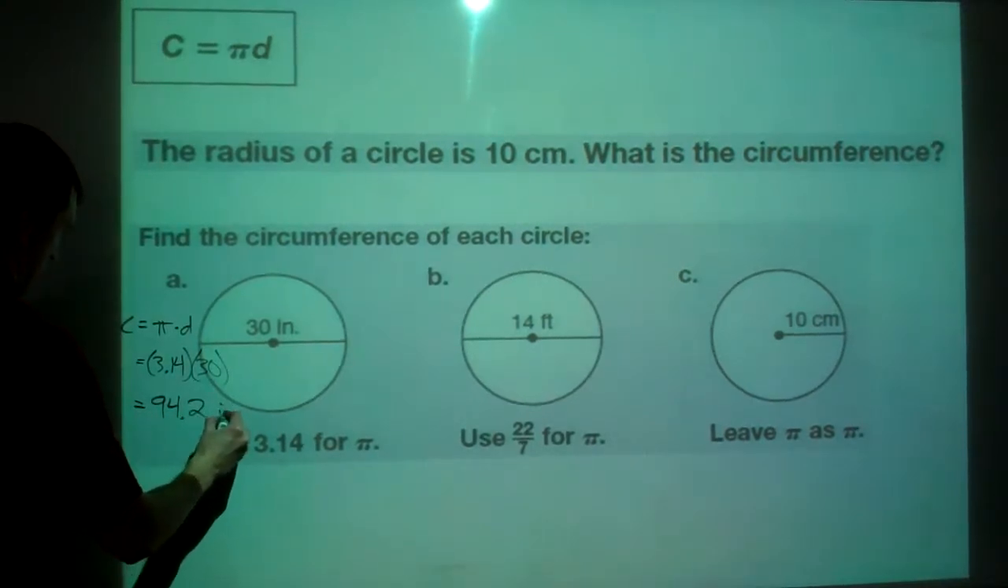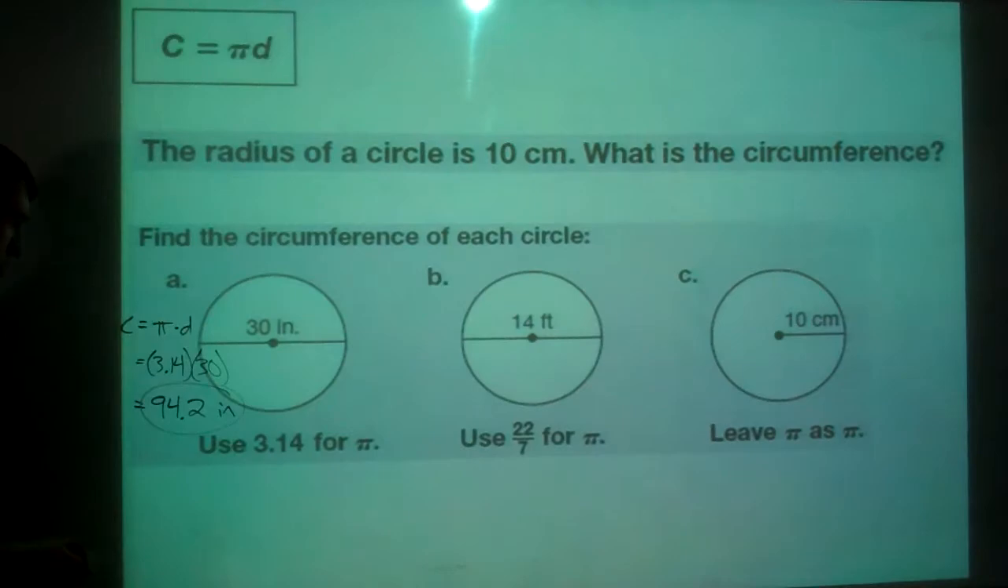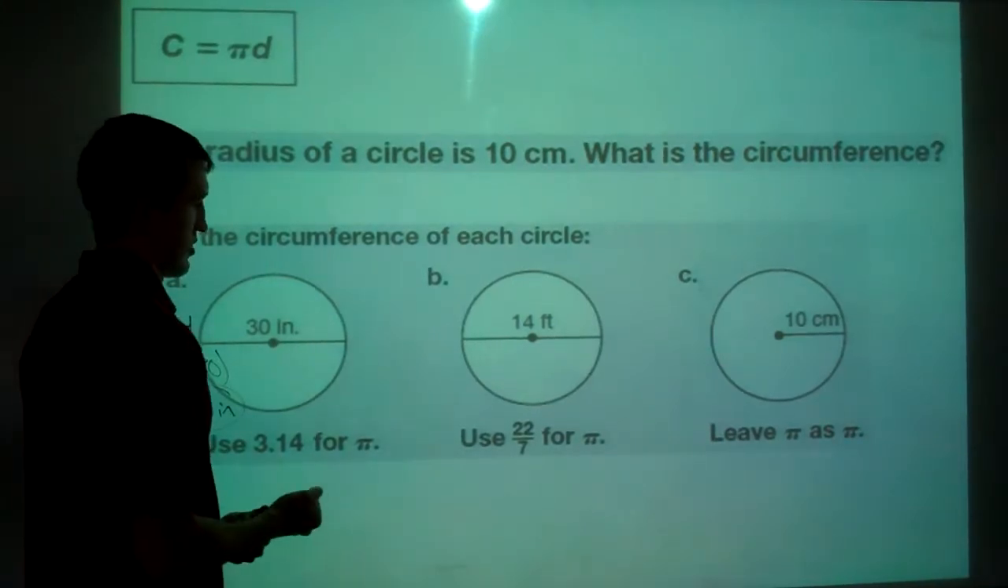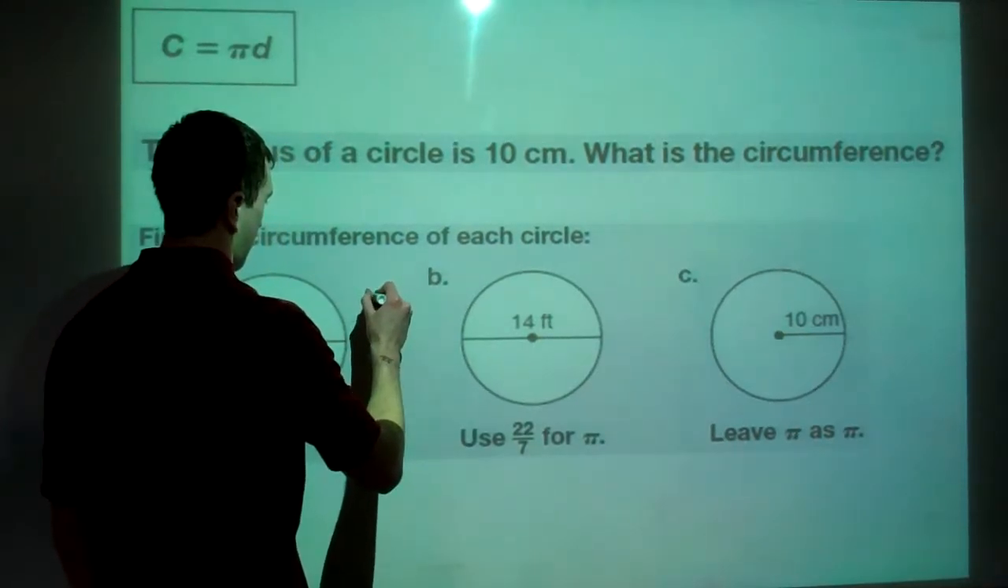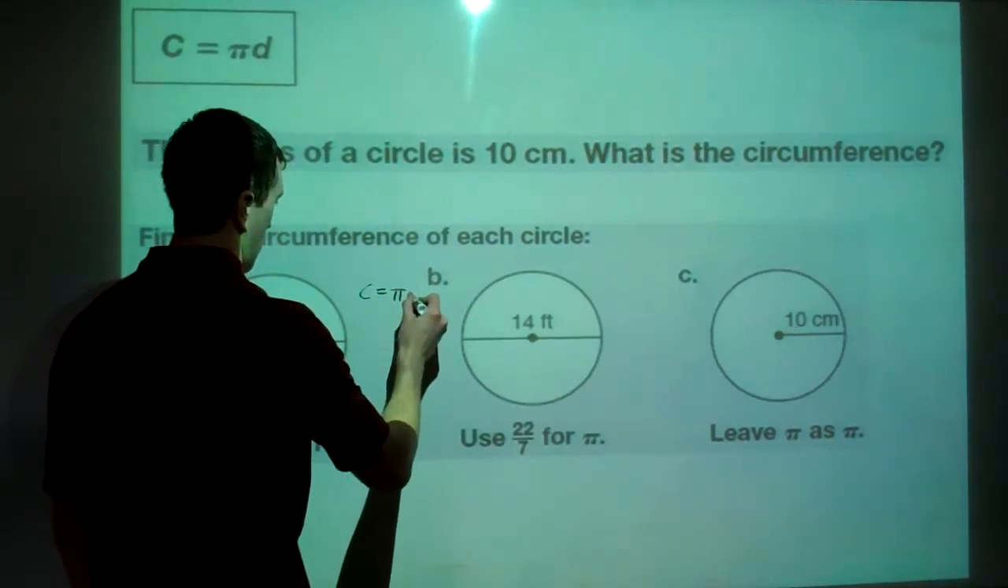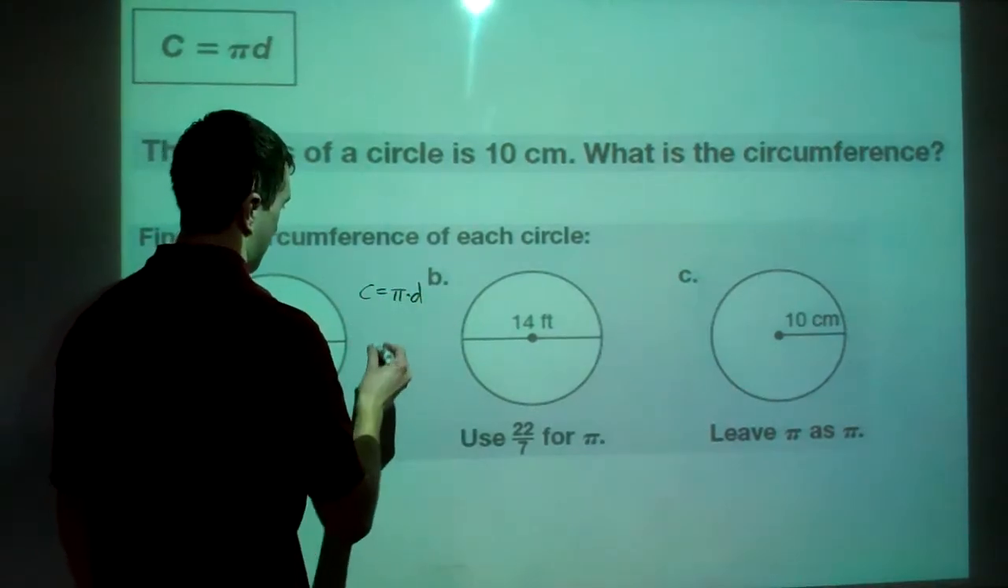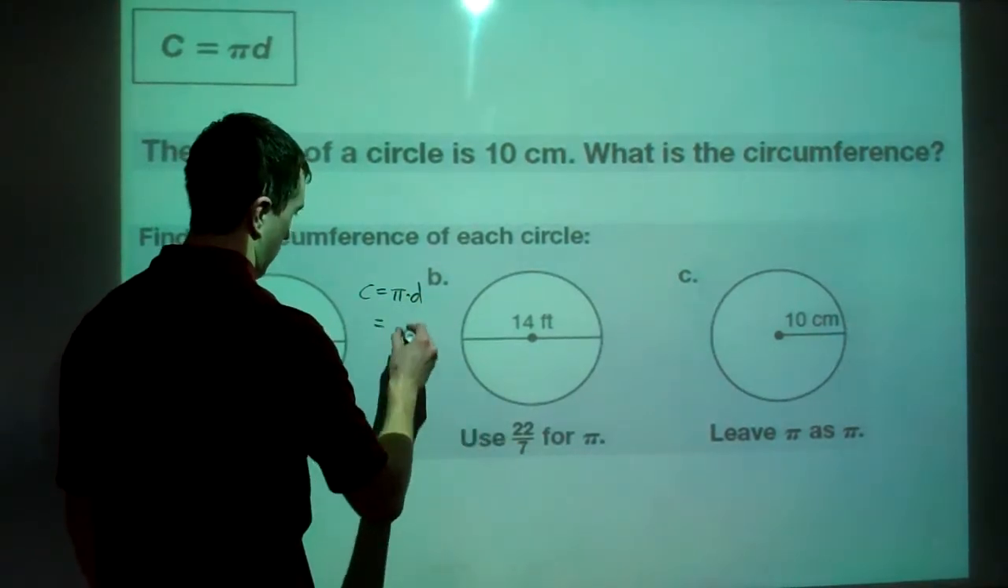And we are in inches. So the distance around that circle would be 94.2 inches. Now letter B says use 22/7 for pi, and here's the reason. Our diameter is 14 feet. So pi, we're going to use 22/7.